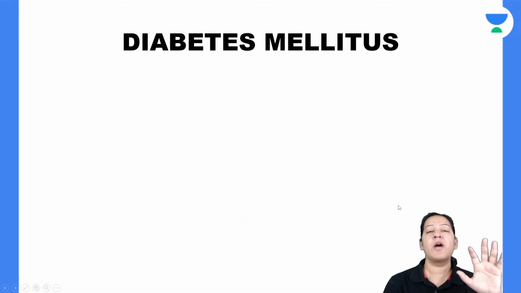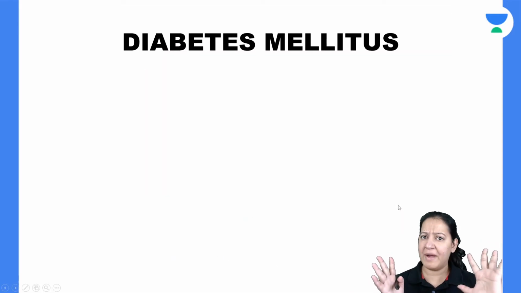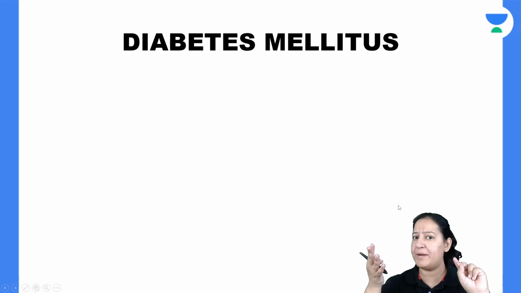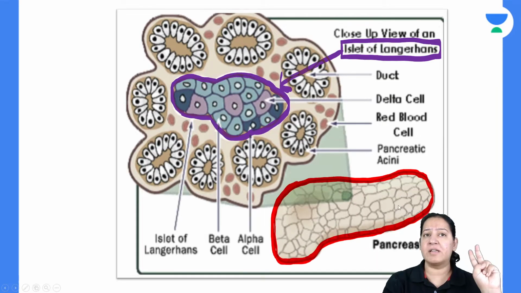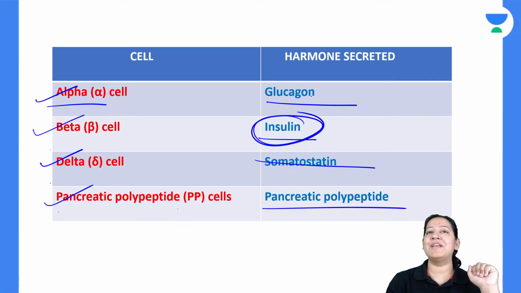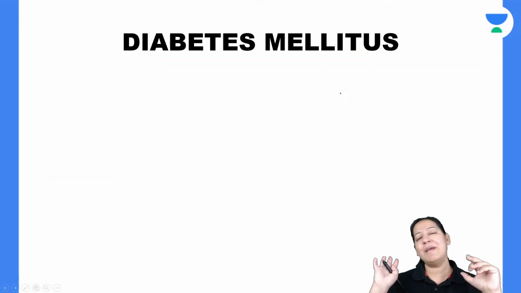So you have understood the anatomy of the pancreas, the two histological or functional parts, the exocrine part and the endocrine part. And in the endocrine part, we have understood the various types of cells which are important. Today we will talk about insulin, right? Okay, so let me come to diabetes.